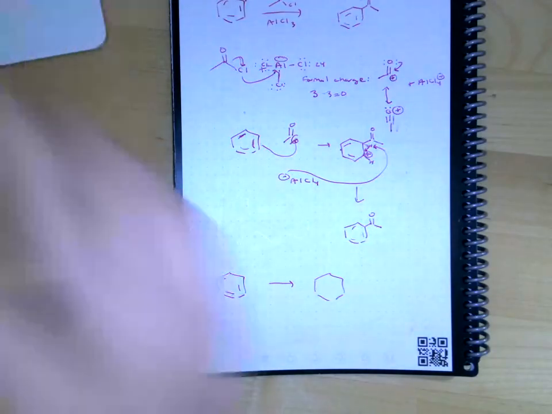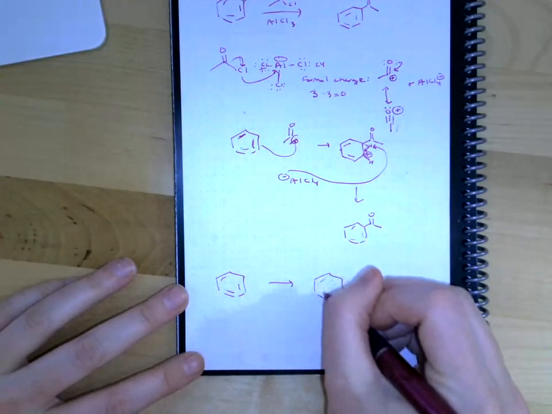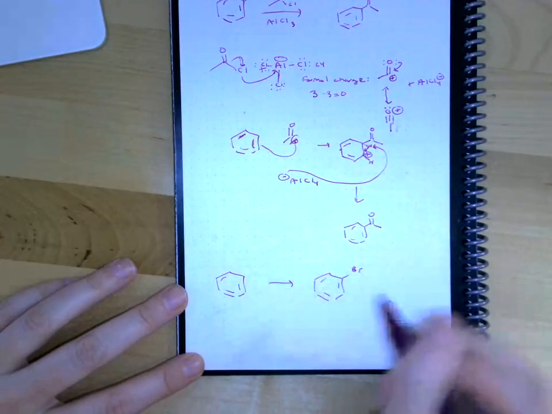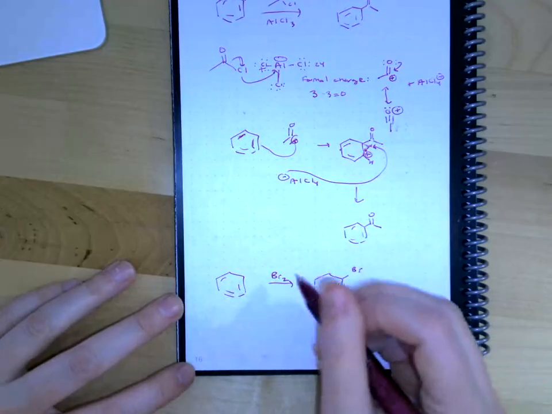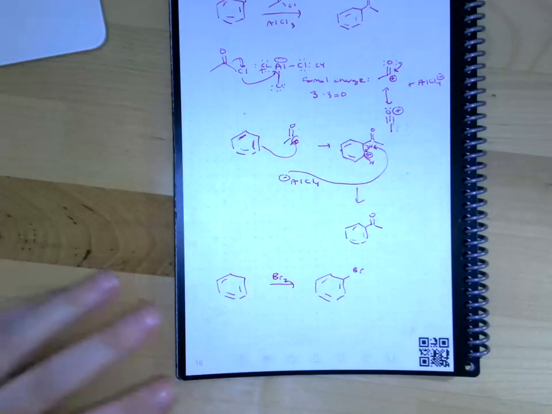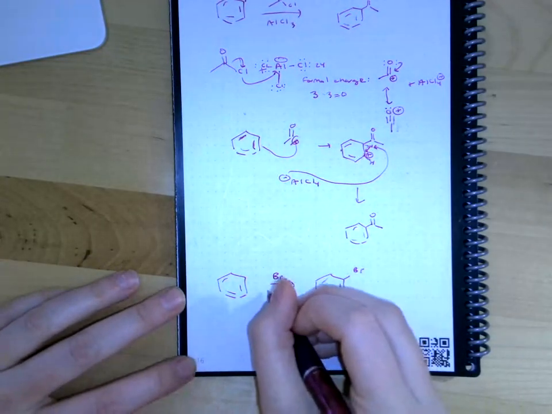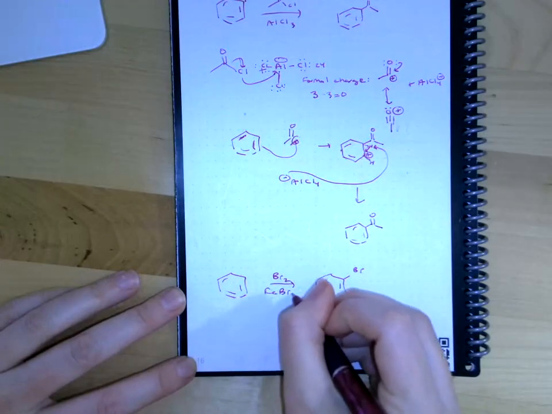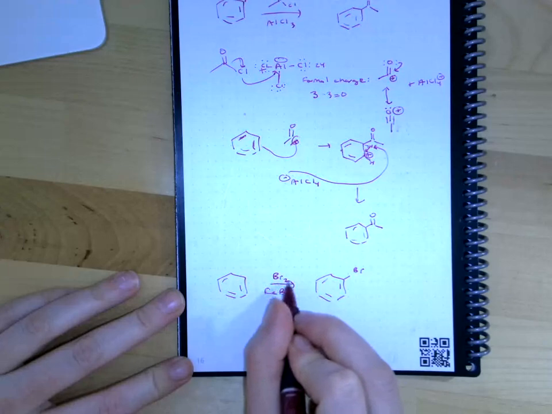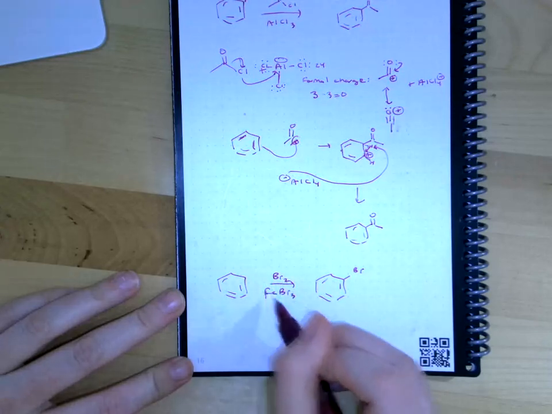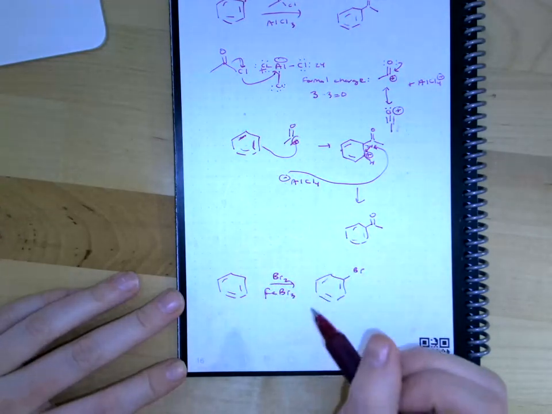Yeah, so basically we're substituting this hydrogen out for a bromine. And for that you would need the halogen itself, and they only come in diatoms or diatomic molecules. So Br2 plus some kind of Lewis acid, and it's best if the halogen on that Lewis acid matches the halogen here. So FeBr3 or I think AlBr3 would be one.